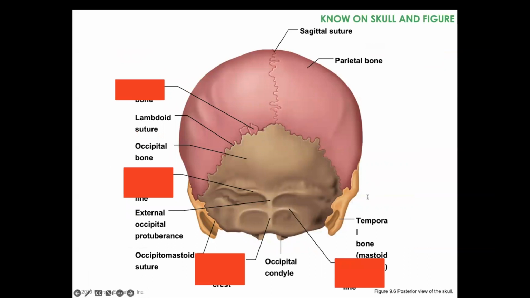All right, so finally we come to a posterior view of the skull. You can see the sagittal suture joining the two parietal bones together along the sagittal plane. You can also see the lambdoid suture, which connects the occipital bone to the two parietal bones.